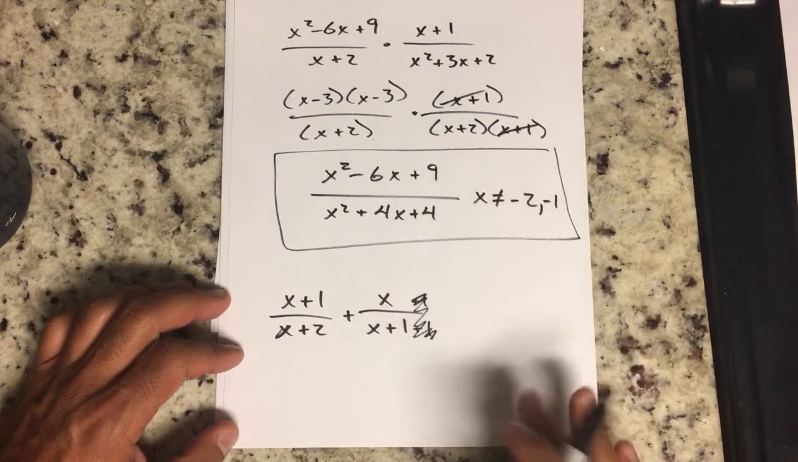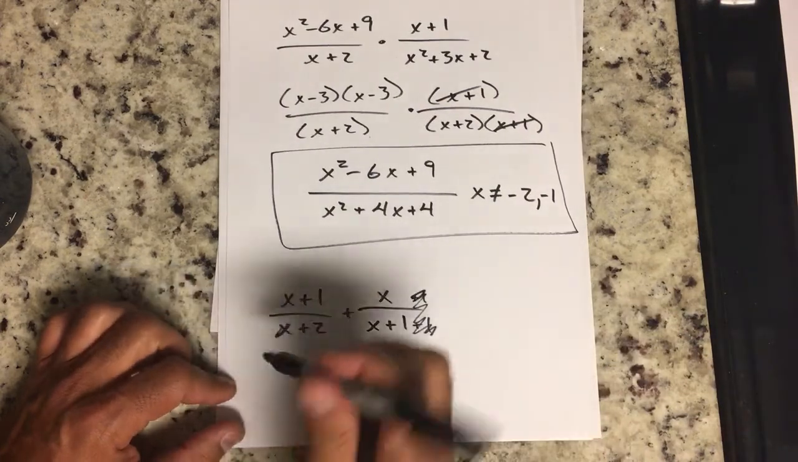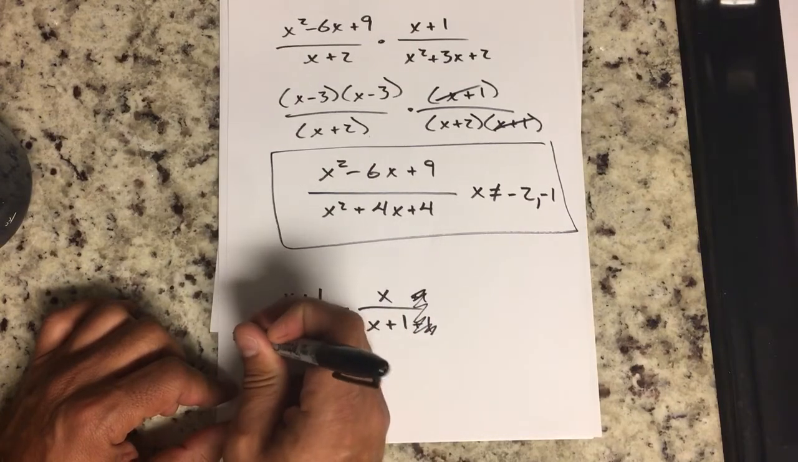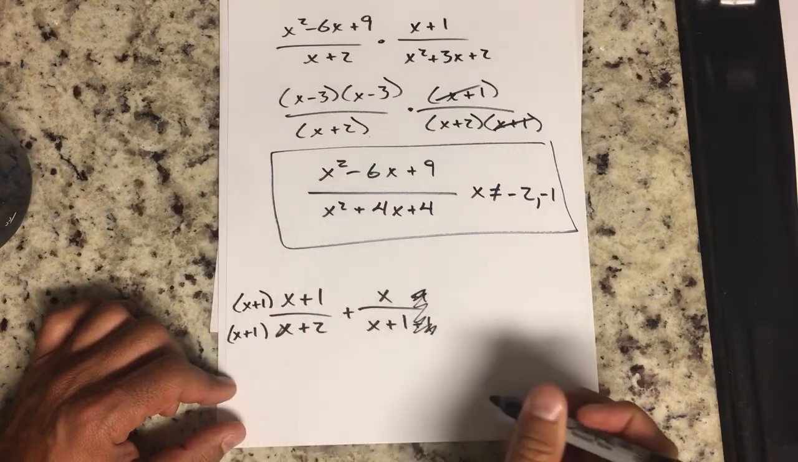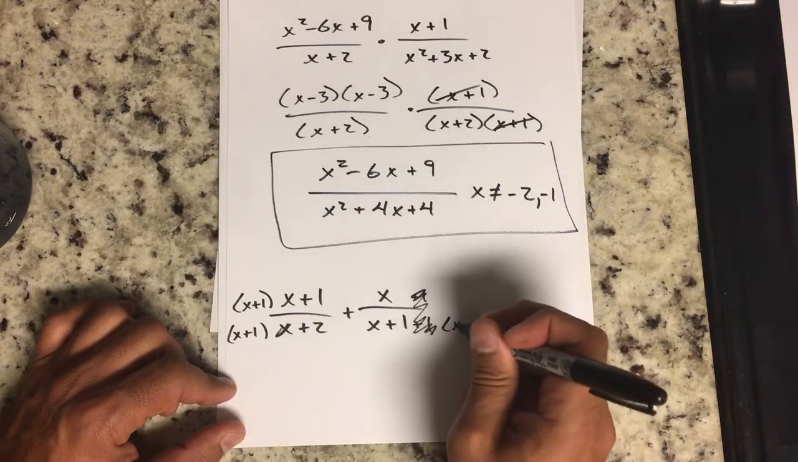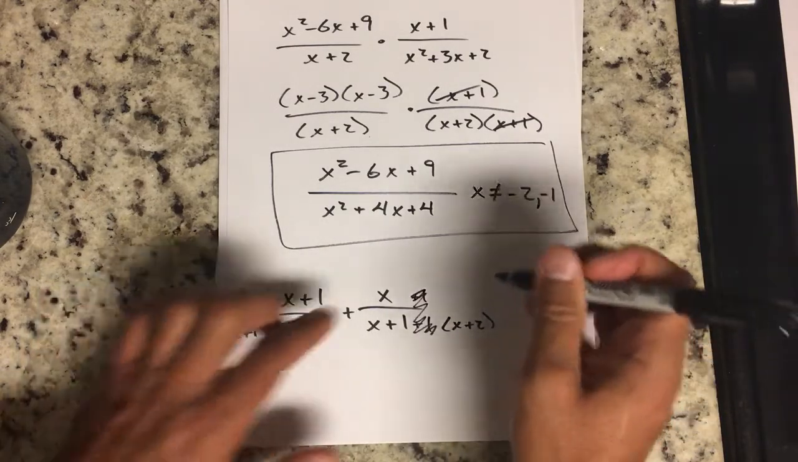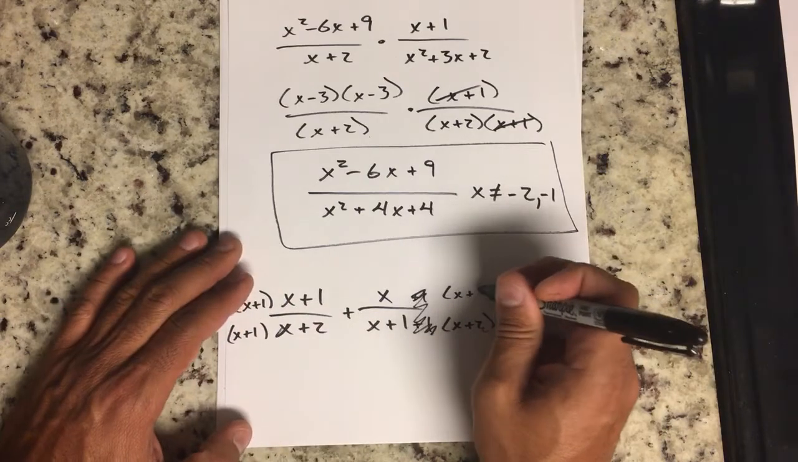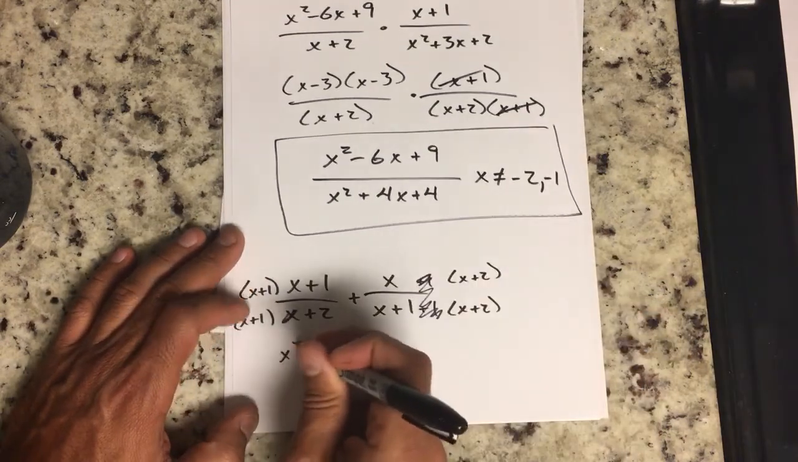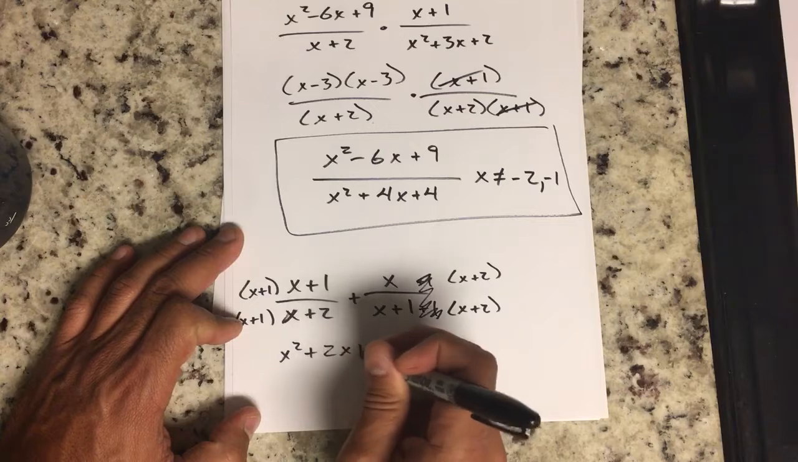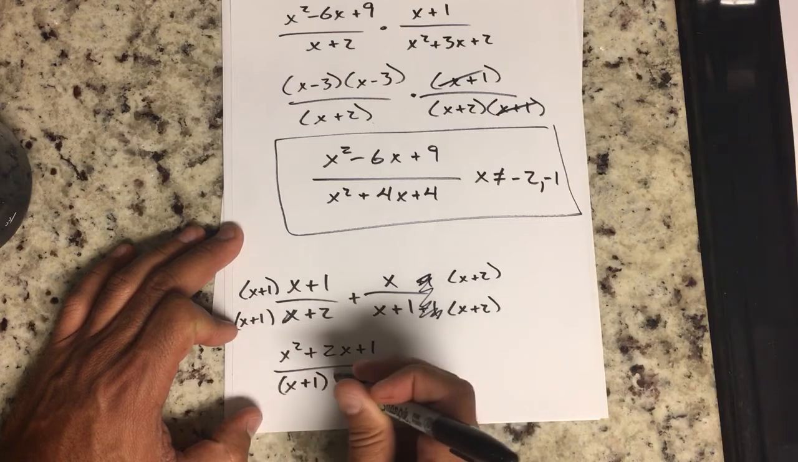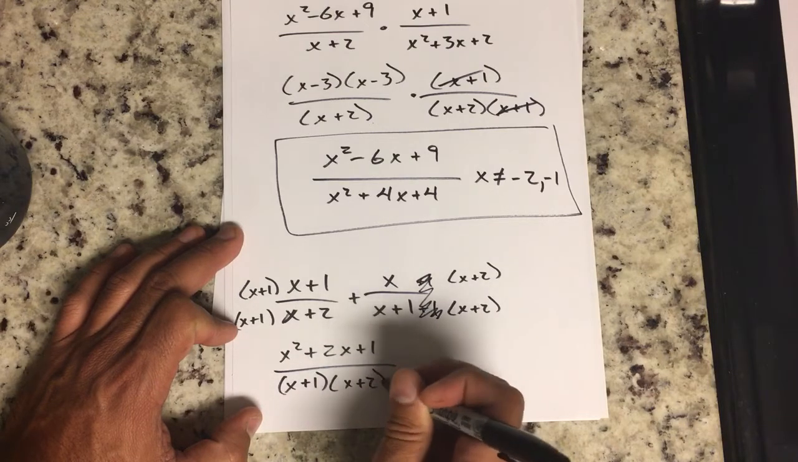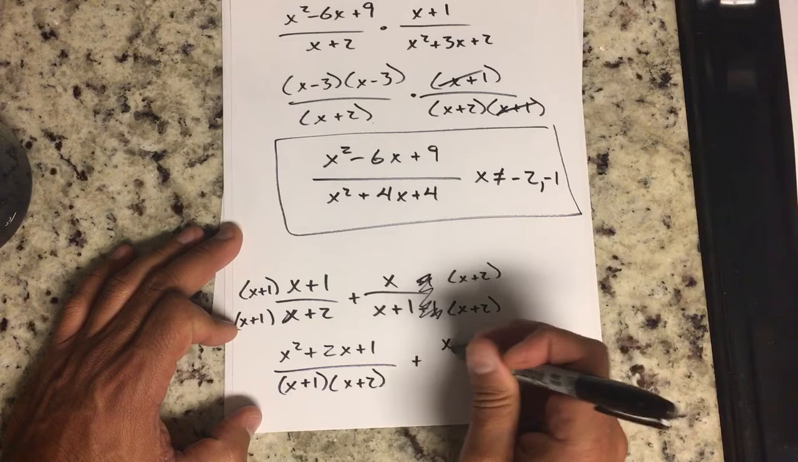You cannot do that. So what I'm going to do here is I'm going to multiply this by x plus 1, which means I'm going to multiply this by x plus 1. I'm going to multiply this by x plus 2, which means I'm going to multiply this by x plus 2. So that gives me, I'm going to leave this in factored form for right now, just in case at the end I can cancel something out.